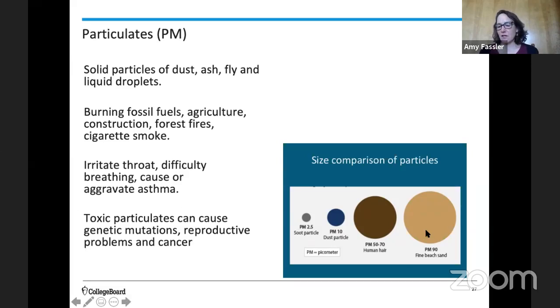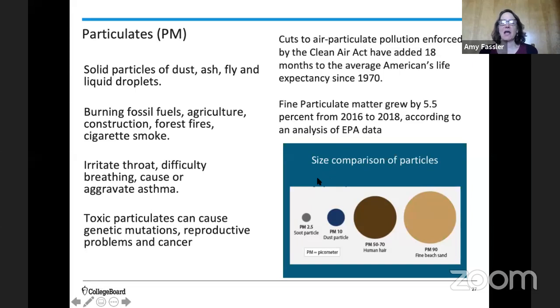When we look at this image, these are not the actual sizes, it's a size comparison. So you can probably picture the size of a fine piece of beach sand, and then relative to that, a human hair, a dust particle, and this is a little tiny soot particle. And on the next slide, we'll look at this in detail. The smaller the diameter, that is measured in picometers, the smaller the size of the particle, the more harmful it is. And at first you might be like, well, I think if it's bigger, it's going to be more harmful. So we'll explain that idea in just a minute.